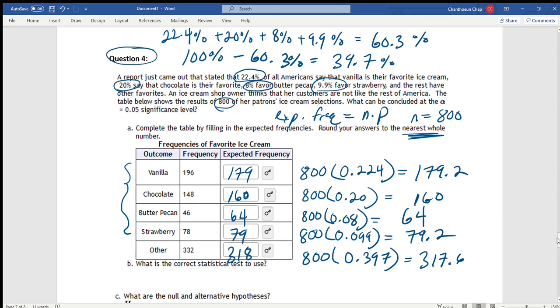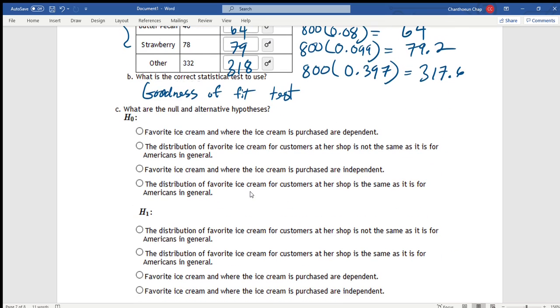Part B, what is the correct statistical test to use? This is again another goodness of fit test. It's a goodness of fit test because we have observed frequencies and expected frequencies. This is the only hypothesis test with frequencies in it. Part C, what are the null and alternative hypotheses? Let's take a moment to figure out those.